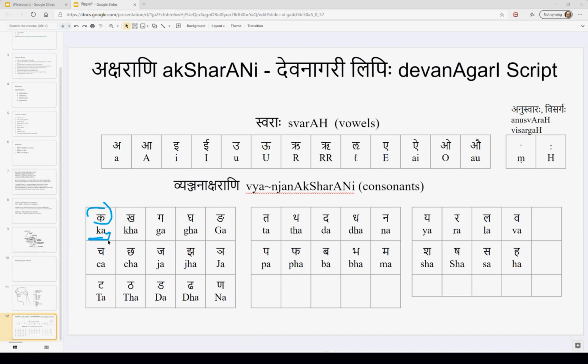which technically and in theory, and maybe in practice also, cannot be pronounced. So I'll explain that a little bit in the next class.